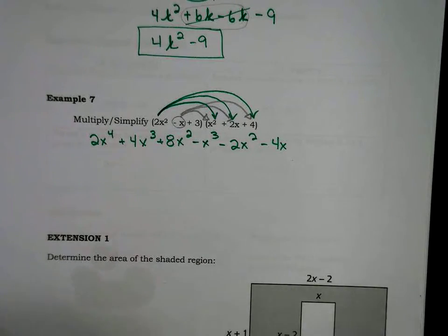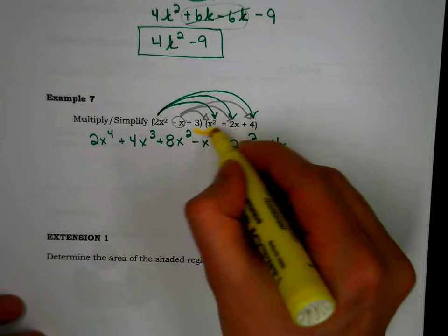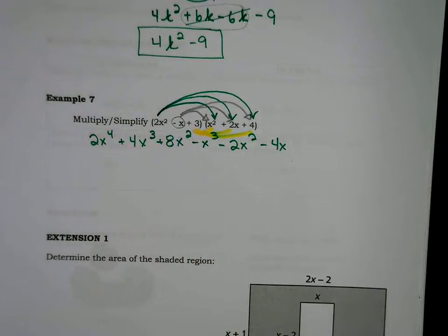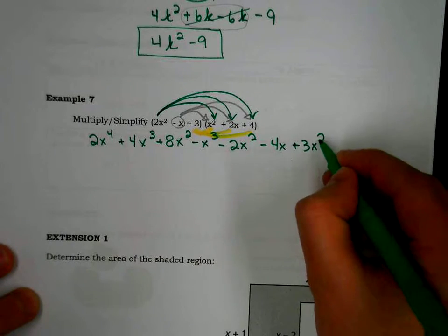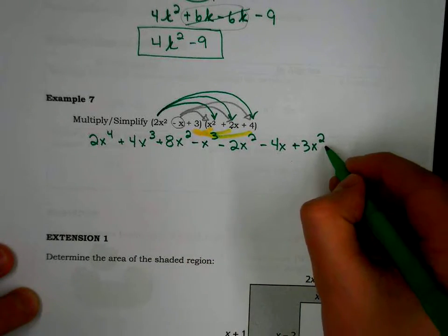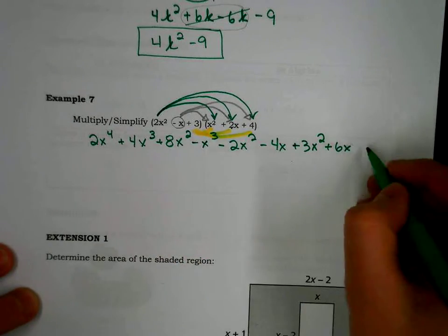Now we are actually left with the positive 3, which connects with the 3 terms again. So we have a 3 times an x squared, a 3 times a 2x, and a 3 times a 4.